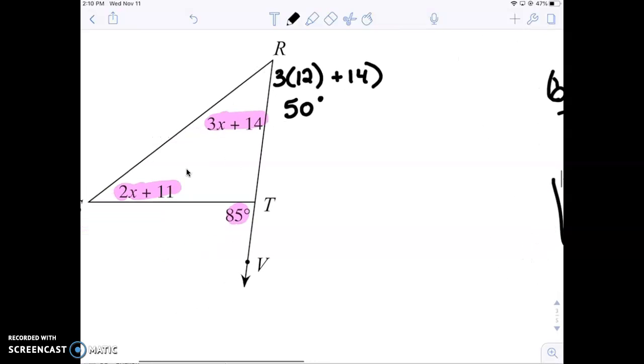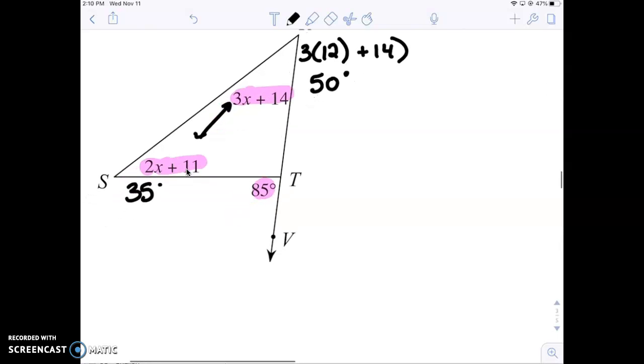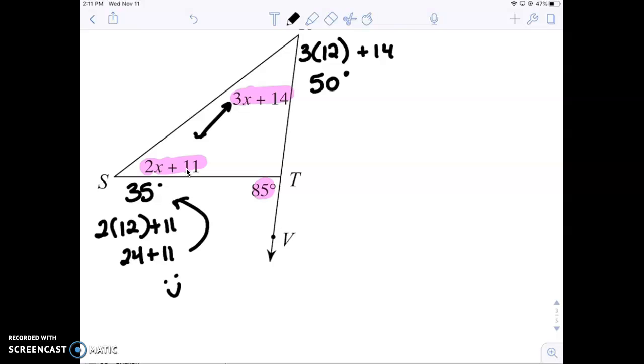So if R is 50, and the two interior angles add up to 85, then that means this angle must be 35 degrees. Well, if we did it right, which I'm pretty sure we did, and we substitute in that 12, 2 times 12 plus 11, I bet that'll give us 35. 24 plus 11 is indeed 35. We did our math right. Nothing better than that.